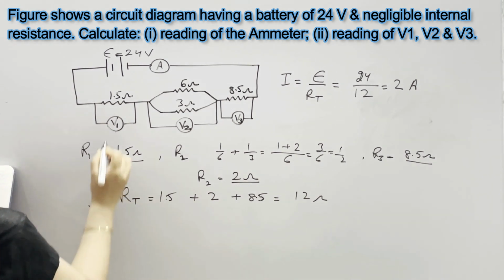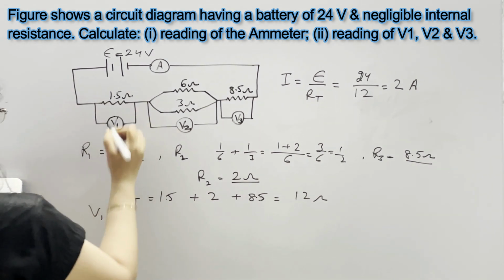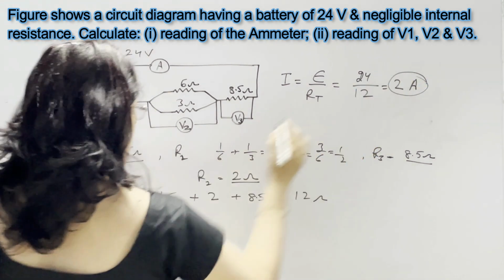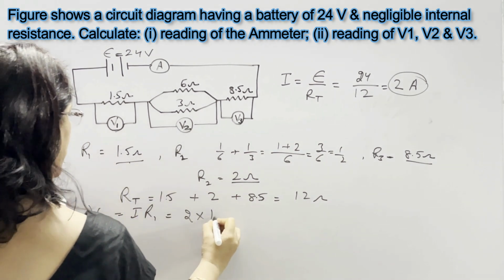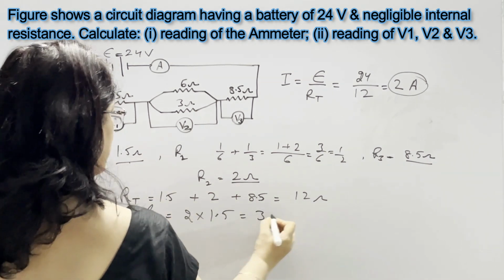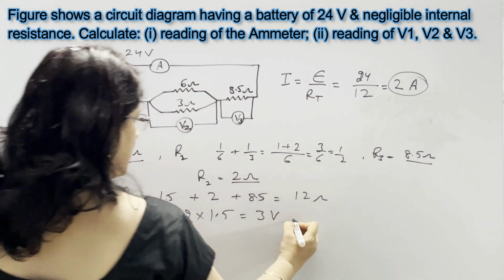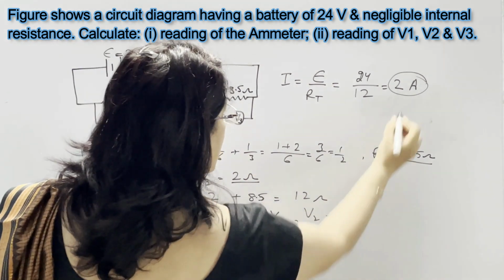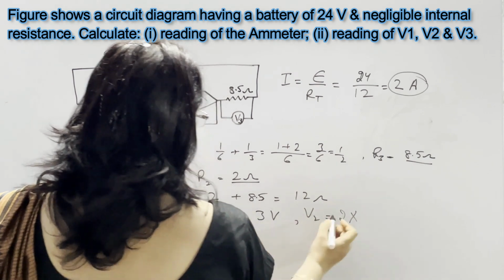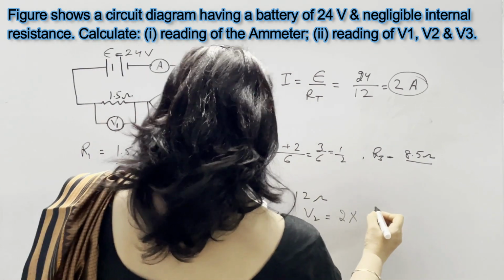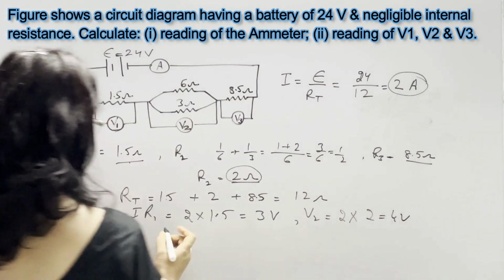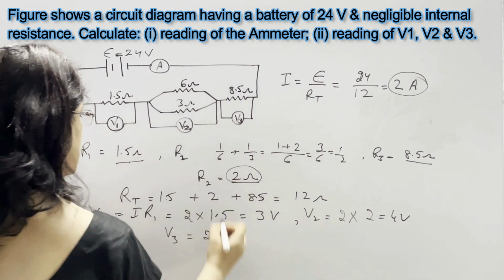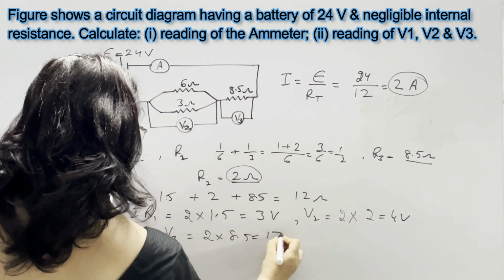Now for V1. The value of voltage in this voltmeter V1 is equal to I R1. It means current we have just calculated as 2 ampere. So 2 into R1 which is 1.5 ohm, it means 3 because this is voltage, so 3 volt. Similarly in V2 the reading of voltage in this second voltmeter is: current is the same 2 ampere and resistance we have just calculated 2 ohm. So 2 into 2 it means 4 volt. And third voltmeter V3 the reading is: current is 2 and resistance is 8.5, so the value is 17 volt.